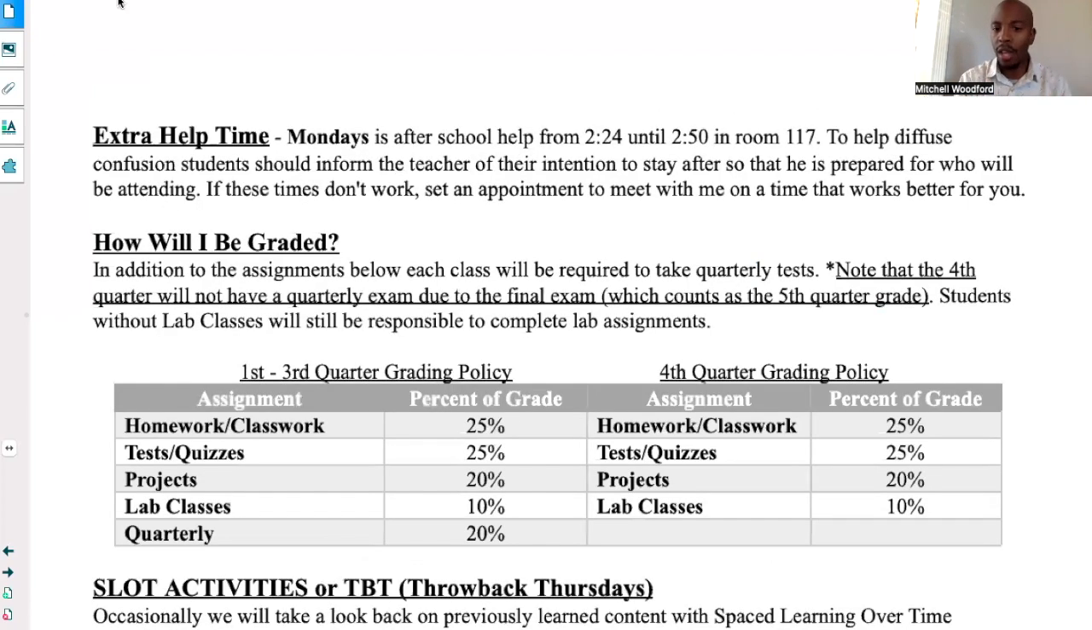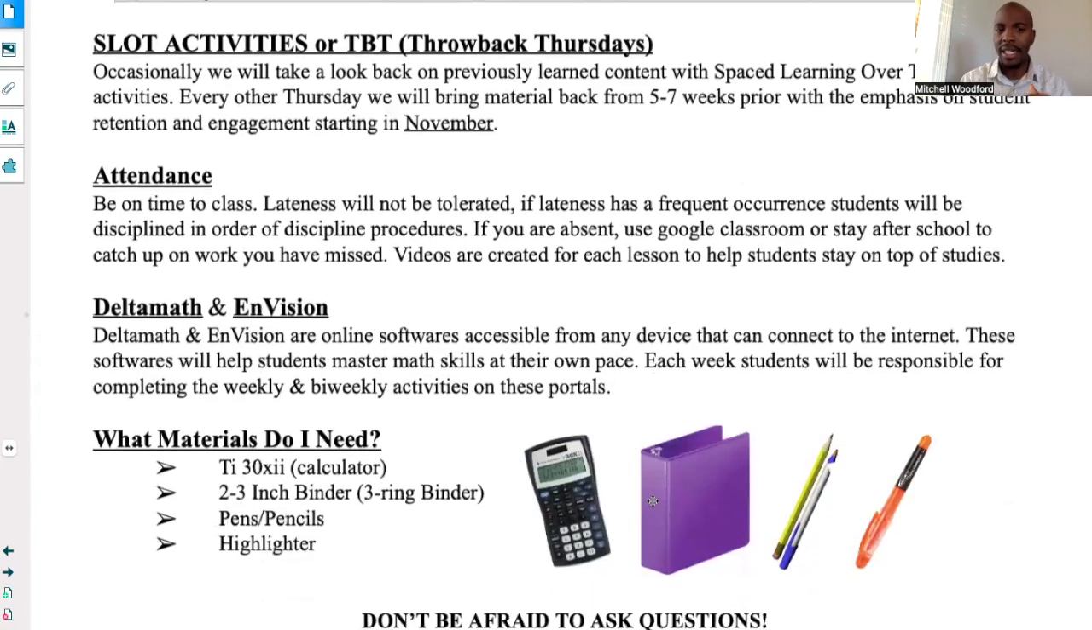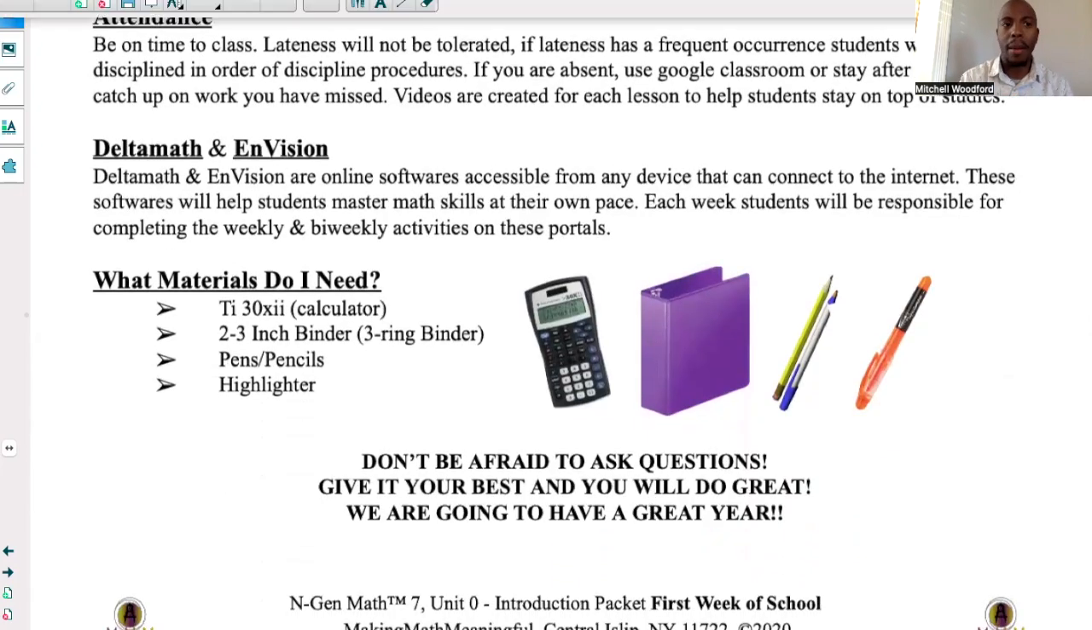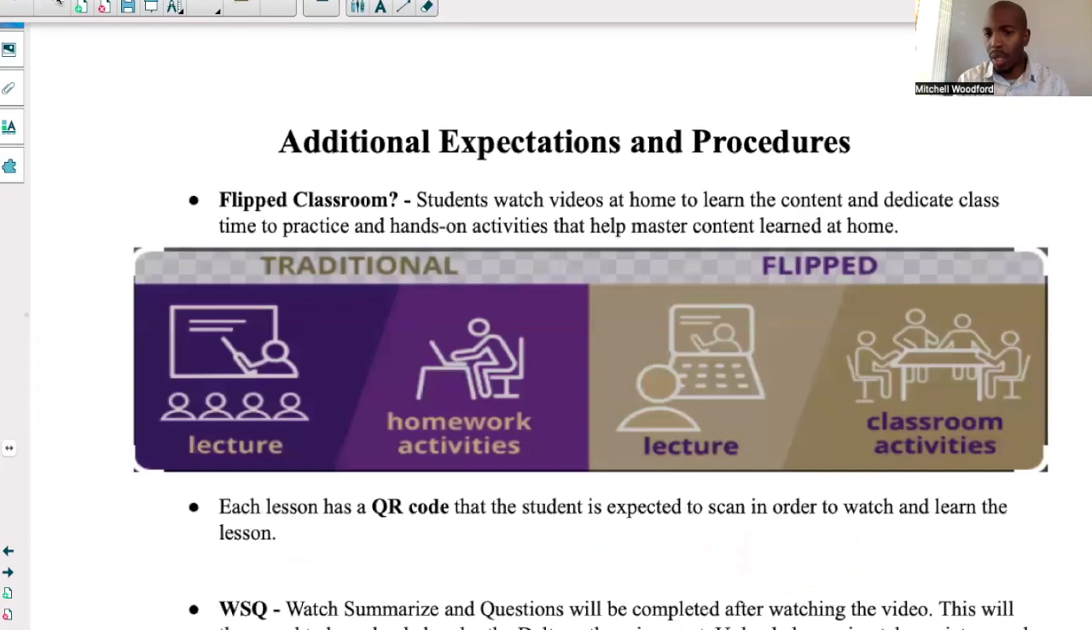You also talked about the actual grading policy, extra help, activities, attendance, some of the technology we're going to use, and the materials that are needed. I even went through with you what a flipped classroom is and what you need to expect as we work on this year.